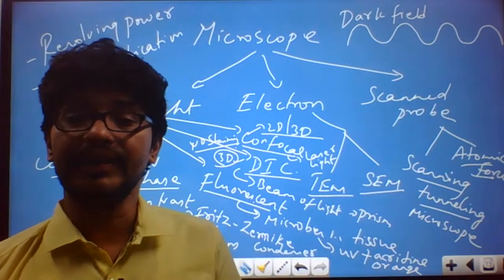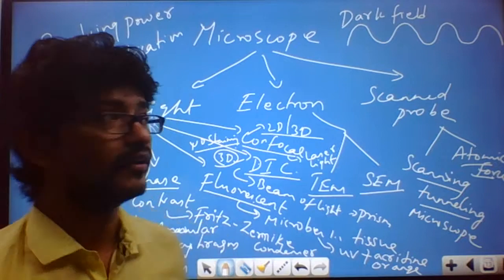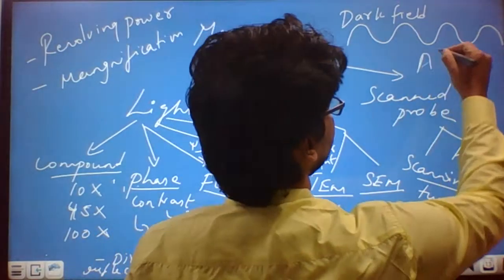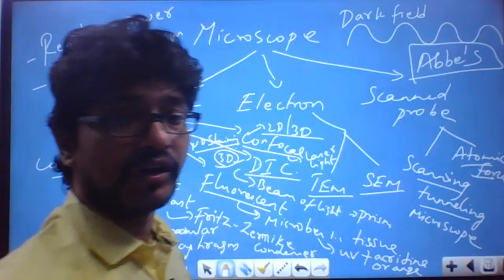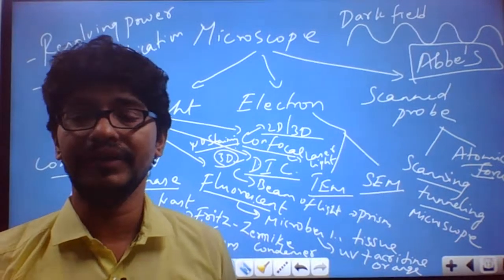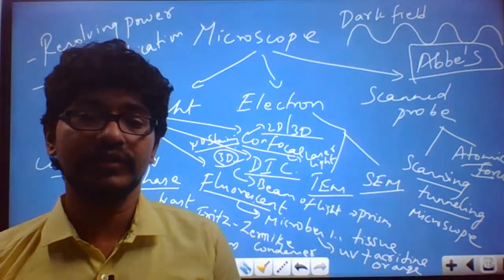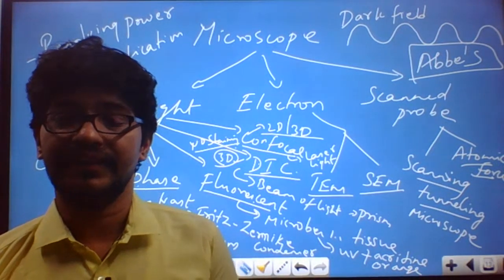What type of condenser do you need to incorporate to change the light microscope to a dark field microscope? The type of condenser is a special condenser. This type of condenser you can insert, and then the bright field microscope will become a dark field microscope. So there is no separate dark field microscope. The only thing you change is the condenser.